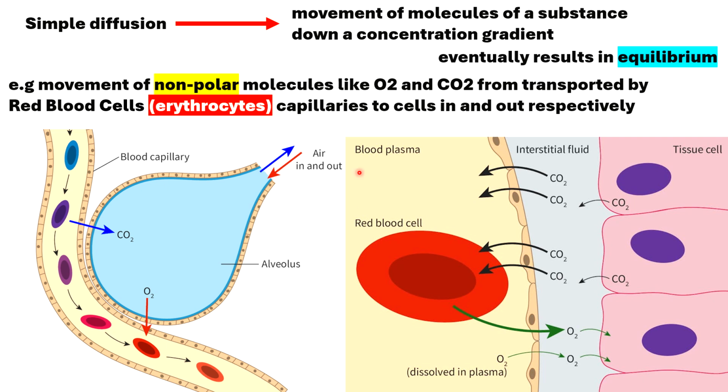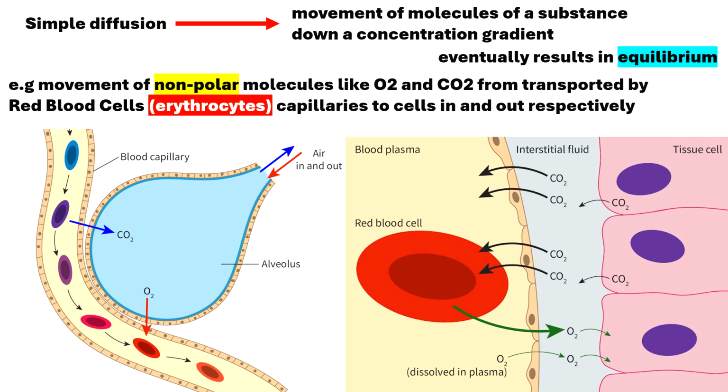Simple diffusion. This is the movement of molecules from a high concentration gradient to a low concentration gradient. In other words, the movement of molecules is down the concentration gradient. And this eventually results in equilibrium or balance. Okay? An example of this, the movement of non-polar molecules such as oxygen and CO2 transported by red blood cells, also known as erythrocytes, from capillaries to cells and out respectively, like in this diagram.